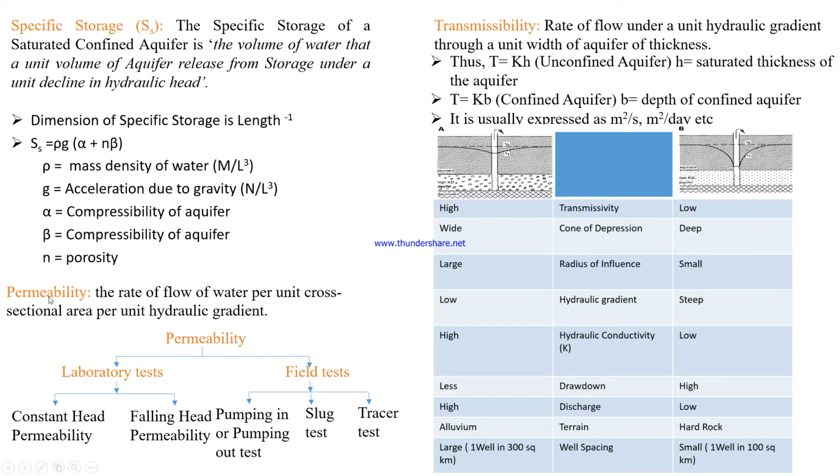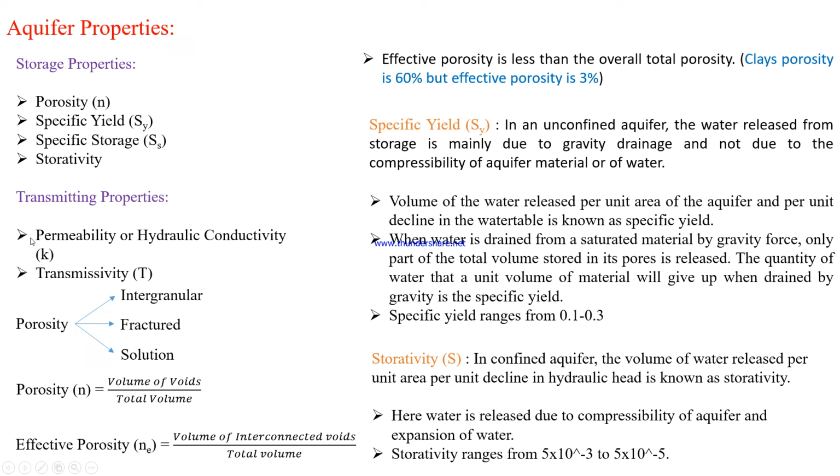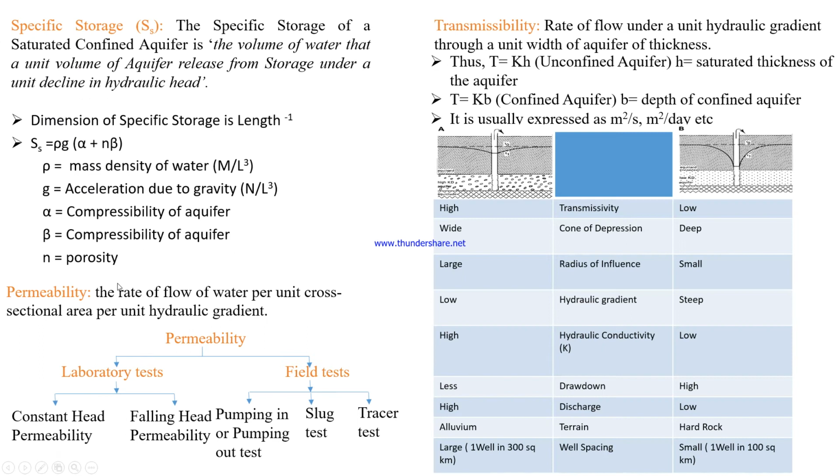Here there are two transmitting properties, that is the permeability or hydraulic conductivity, and the transmissivity. There is some difference between the permeability and the transmissivity. When you talk about permeability, you talk about the rate of flow per cross-sectional area. If you take a soil sample, only for that soil sample will you be able to talk about the permeability. But when you talk about transmissivity, it is for the whole aquifer, the total aquifer.